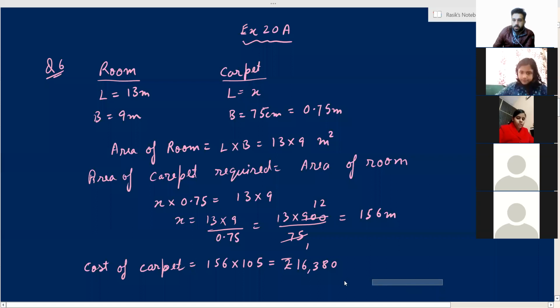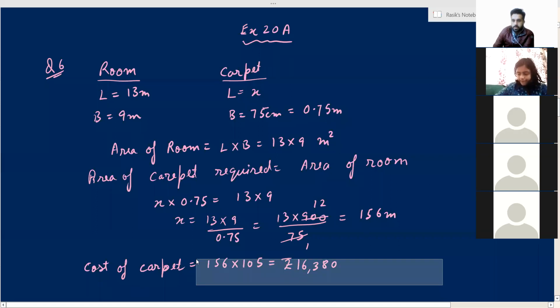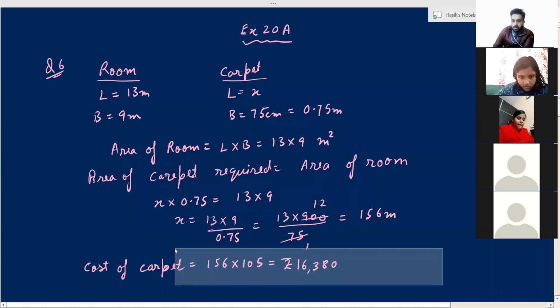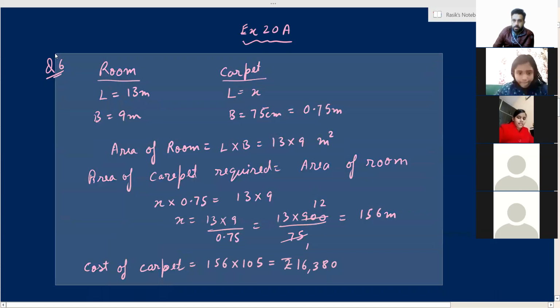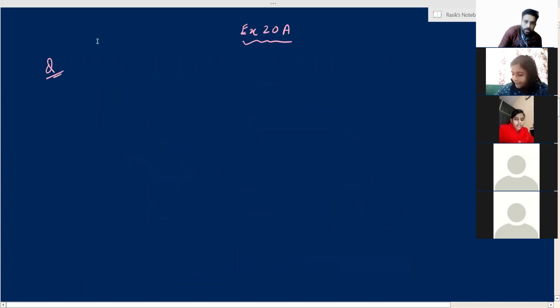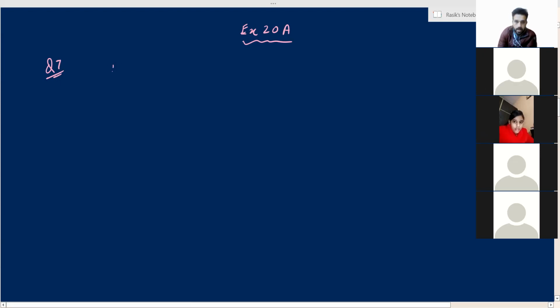Okay. Question number 7. So you can remove this from the board. Question number 7. The cost of carpeting a room 15 meter long with a carpet of width 75 centimeter at rupees 80 per meter is rupees 19,200. So again, there is a room, there is a carpet.